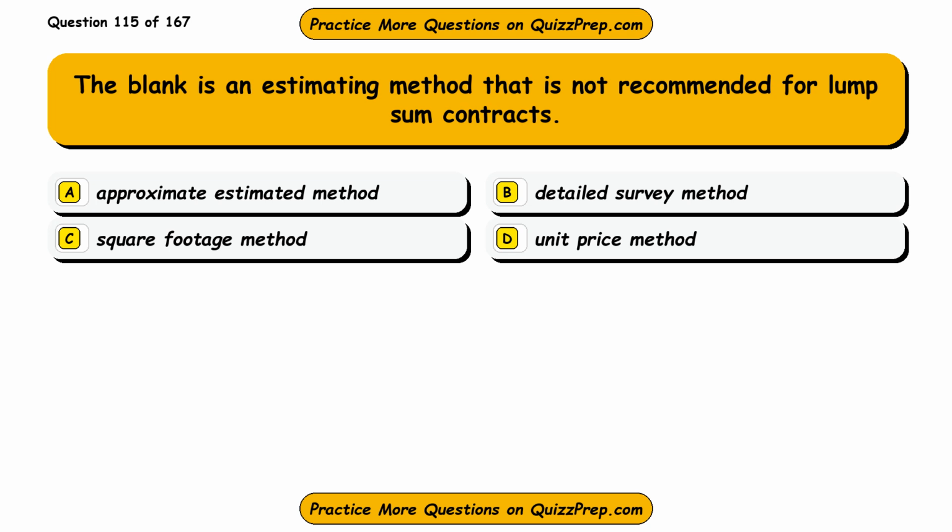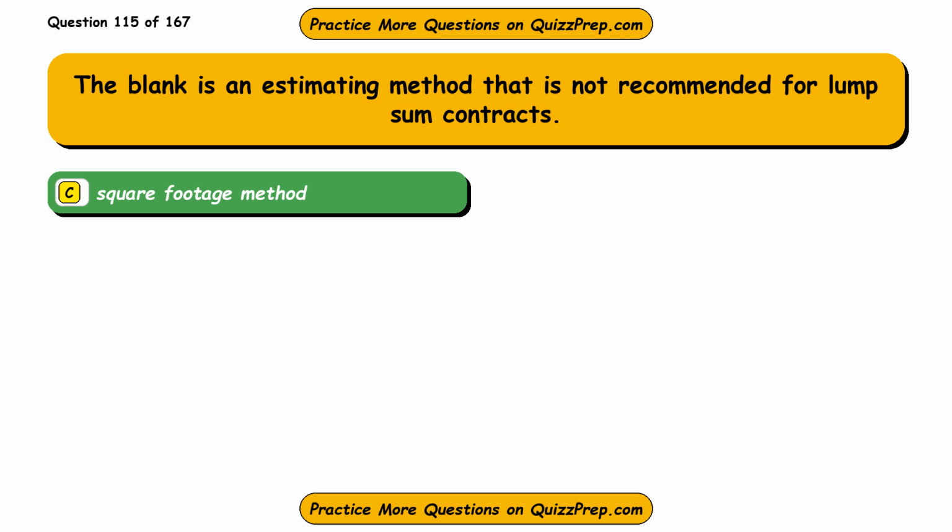Question 115. The blank is an estimating method that is not recommended for lump sum contracts. Option A, approximate estimated method. Option B, detailed survey method. Option C, square footage method. Option D, unit price method. The correct answer is option C, square footage method.